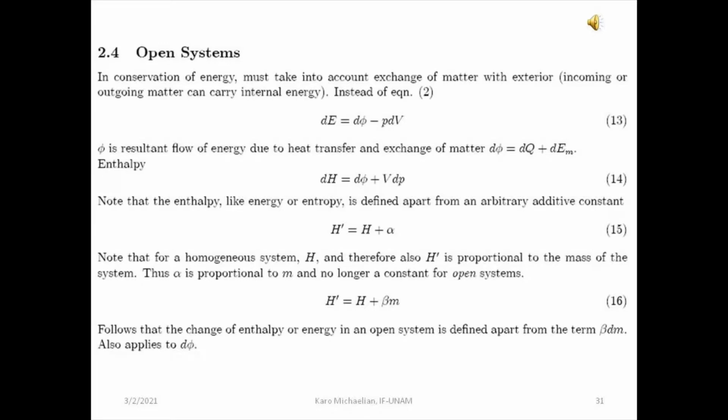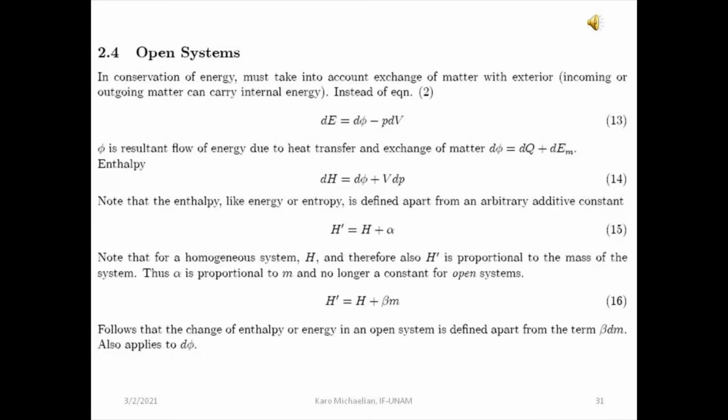Now consider the case for an open system in which we assume that the mass being brought into the system or being exposed to the environment is the same mass within the system or in the environment, so that we have a homogeneous system. Therefore, alpha is not really a constant, but will be proportional to the mass of the system M. And it is therefore no longer a constant for open systems.